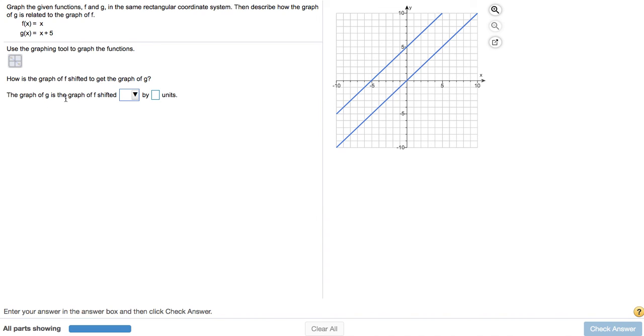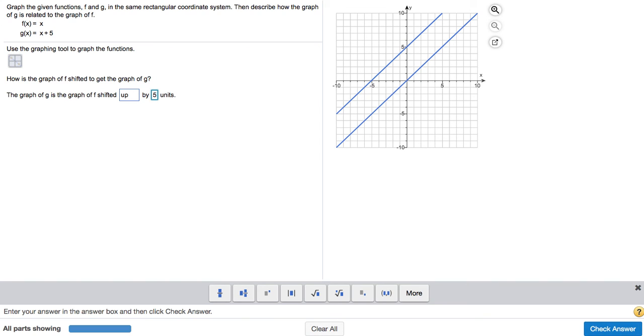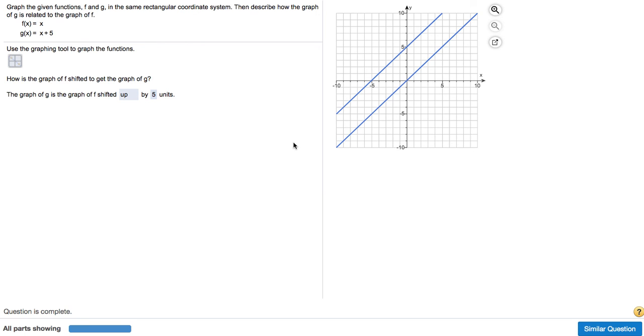So the graph of g is the graph of f, except it's been shifted up by a total of 5 units. And that is everything that we need for this question.